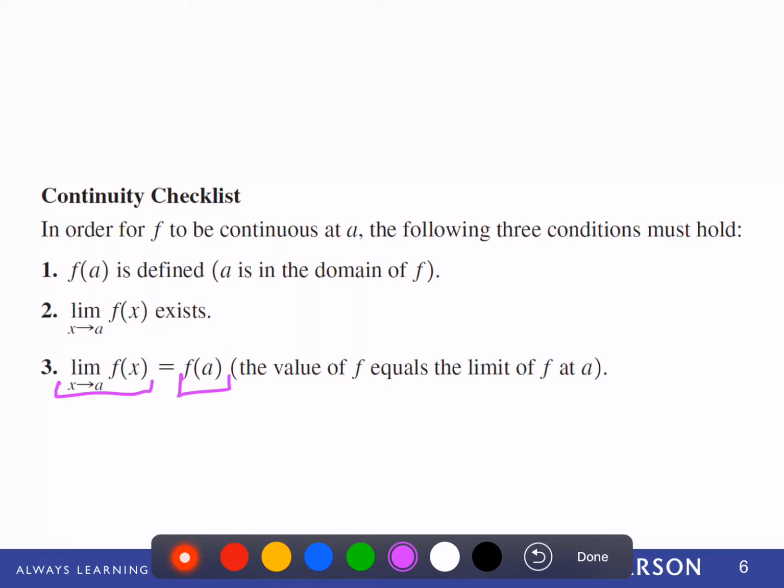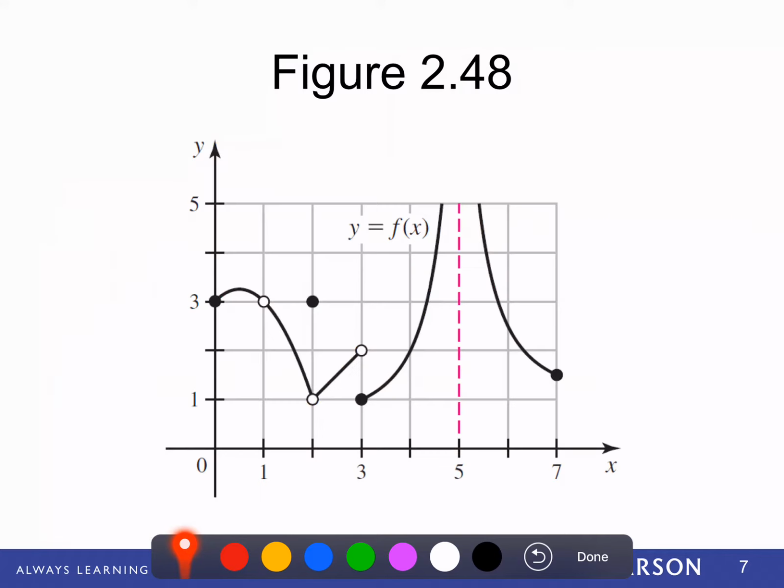So step 1 simply says that the function is defined. That means that this thing here exists. Step 2 says the limit exists, and that says that this is true. So I need the function to exist, the limit to exist, and that the function actually equals the limit. If all three things are satisfied, we have a point of continuity.